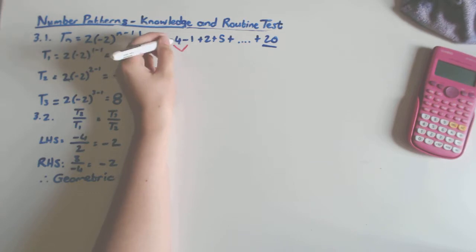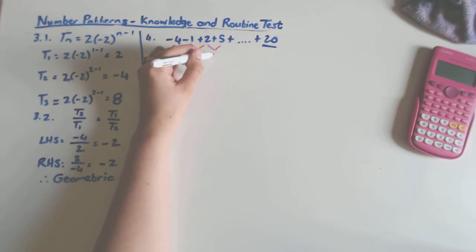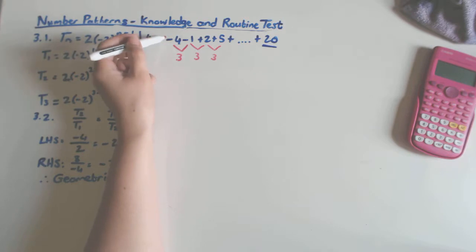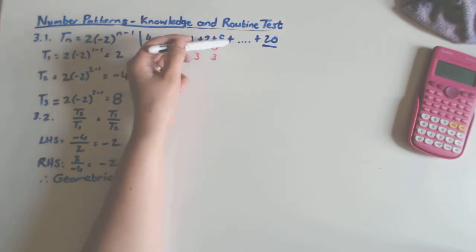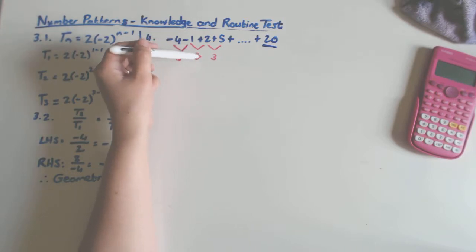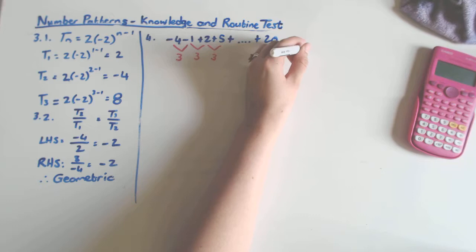Minus 1 minus minus 4 is 3. 2 minus minus 1 is 3. 5 minus 2 is 3. So can you see that term 2 minus term 1, term 3 minus term 2, and term 4 minus term 3 also all give me 3.